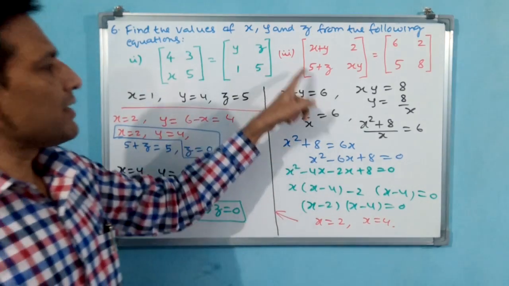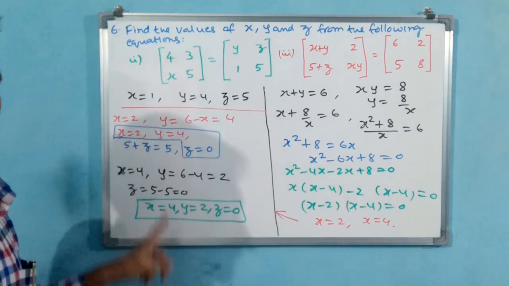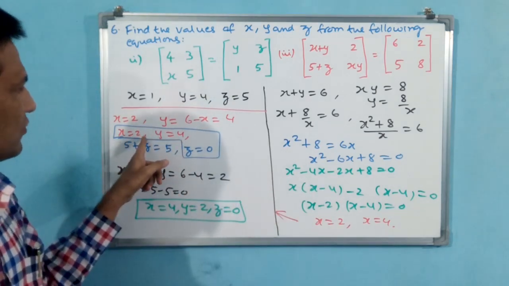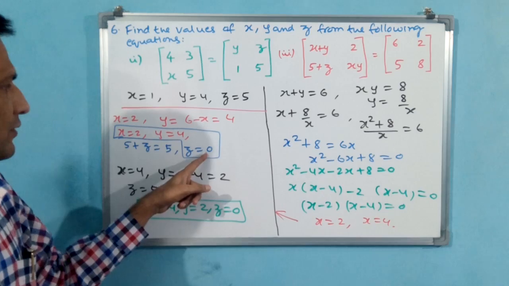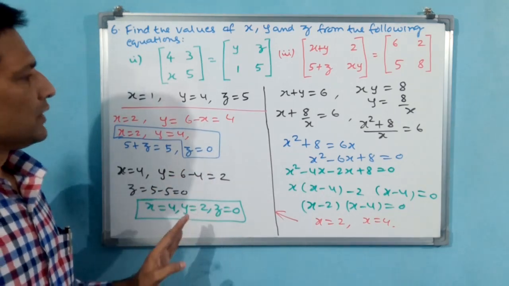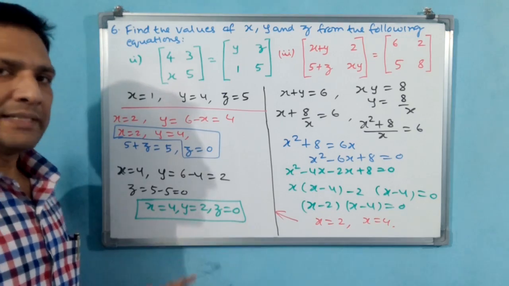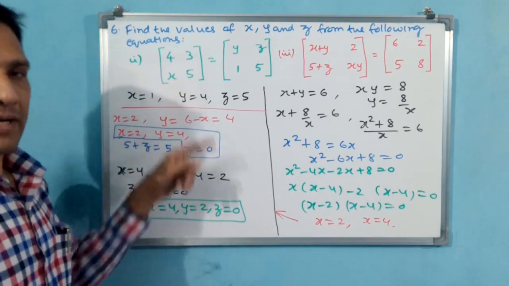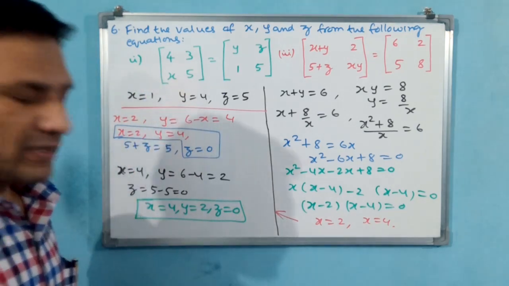See, second part of this question has two answers. One answer is x is equal to 2, y is equal to 4, z is equal to 0. Another answer is x is equal to 4, y is equal to 2, z is equal to 0. These two answers we have to write. Let us go for the third part also. We will see the third part also, we are going to finish.